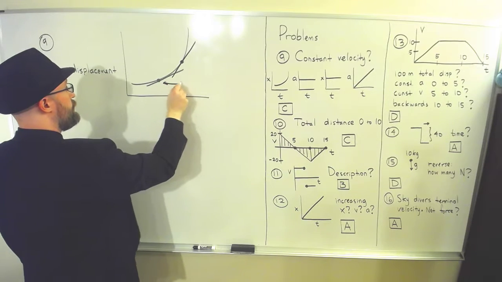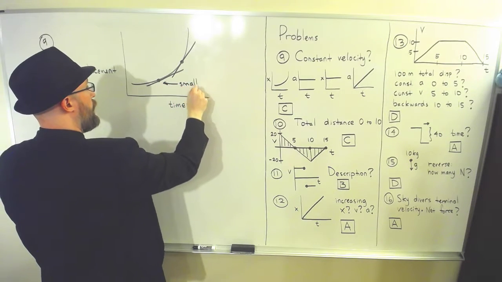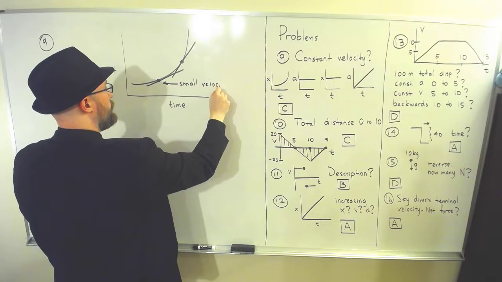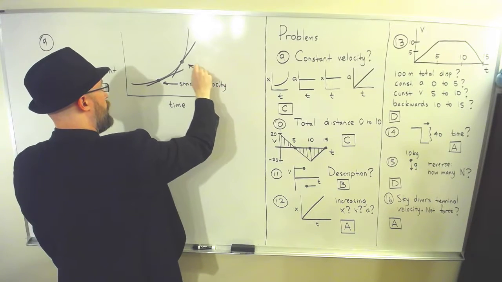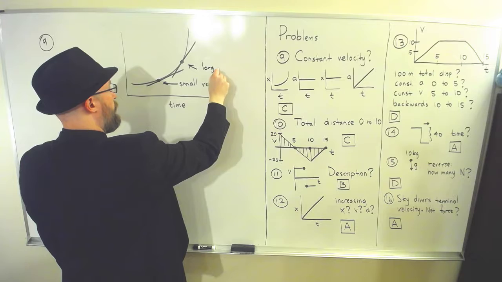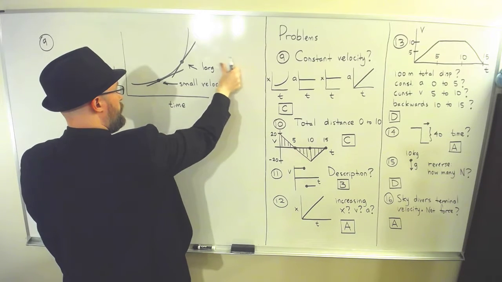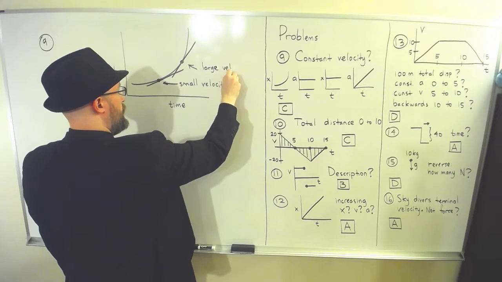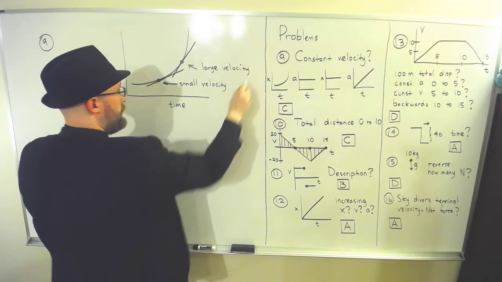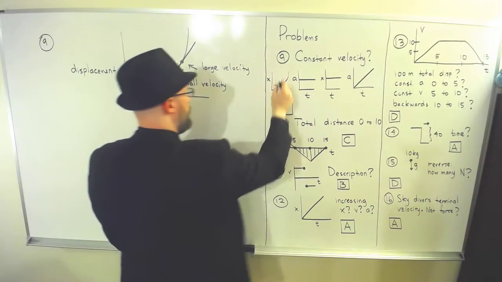So here, this is small velocity. Here it's large. Large velocity. So it certainly is not a constant velocity, so that one's out.